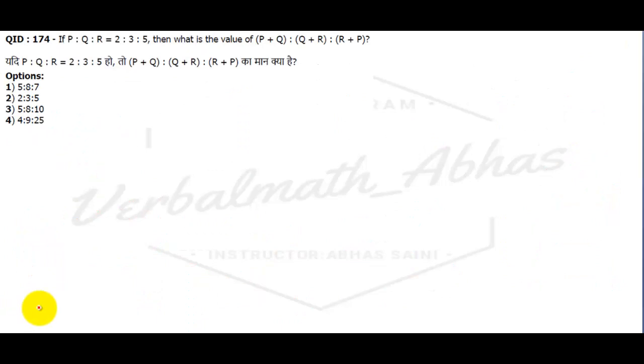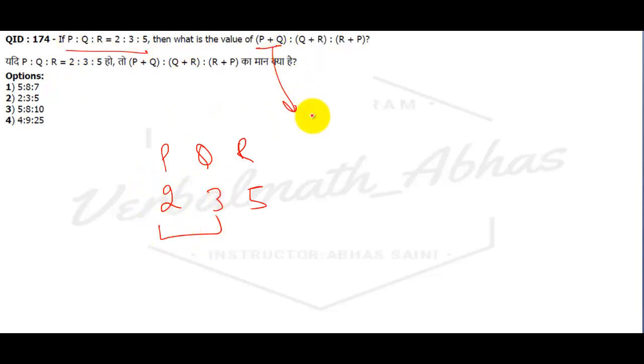Now next question. The ratio P, Q, R. Let P be 2, Q be 3 and R be 5. So just P plus Q. When these types of questions come in the exam, simply add these things. P plus Q means 2 plus 3, which is 5.